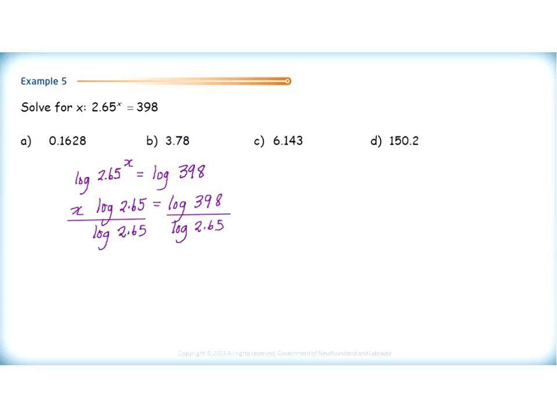Notice that this is a common logarithm with a base of 10, so then the value of x, the exact value, would be the log of 398 divided by the log of 2.65, and when you work that out on your calculator, you will get x to approximately equal 6.143. And this answer then corresponds with C as the multiple choice item.